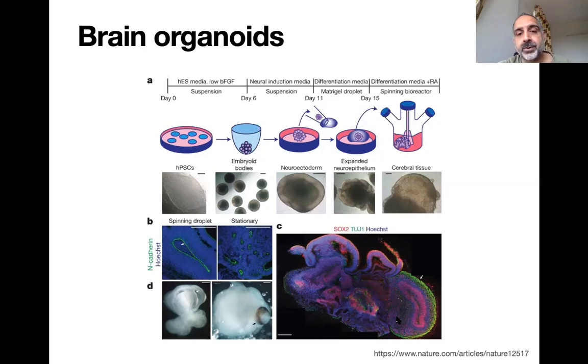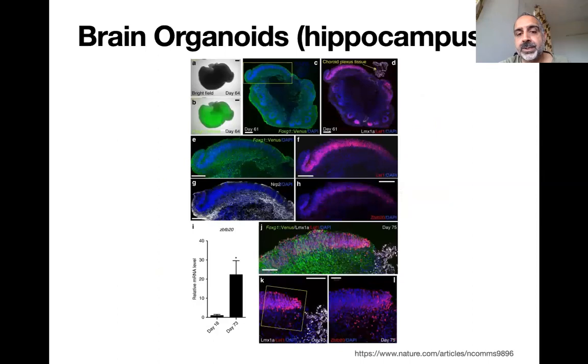So brain organoids, these are cerebral organoids. Hippocampal organoids have been made by Yoshiki Sasai as well. And here you can see very nice hippocampus made from human ES cells, showing very nice CA3 structures here.